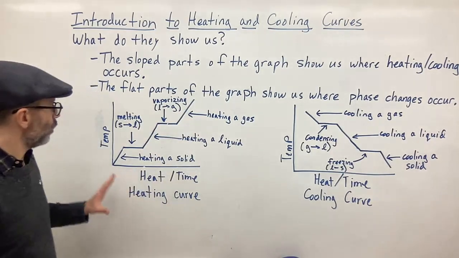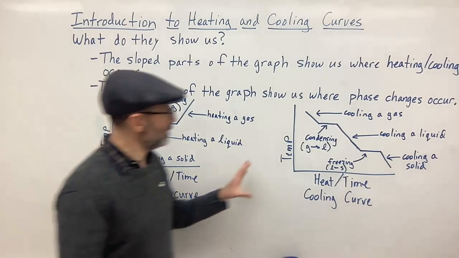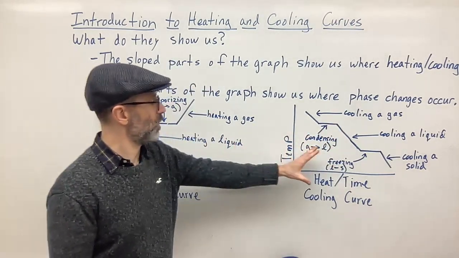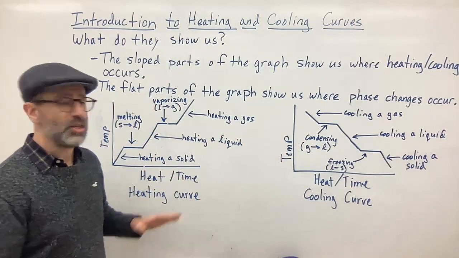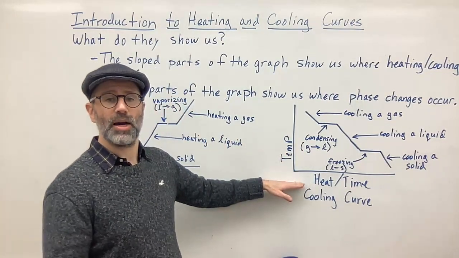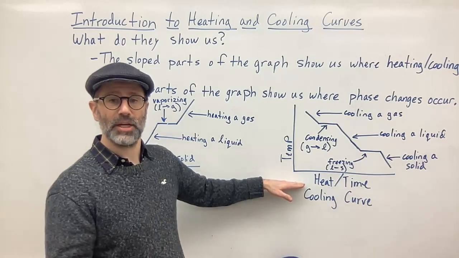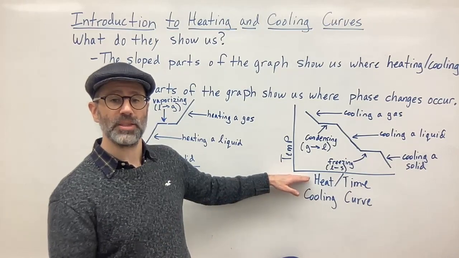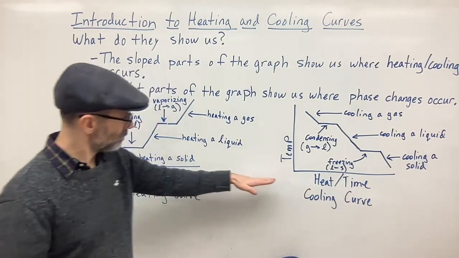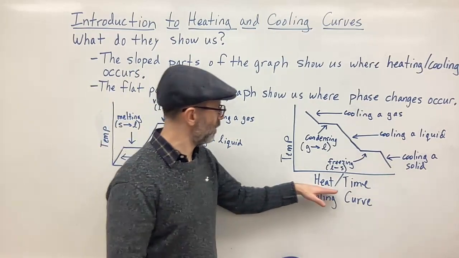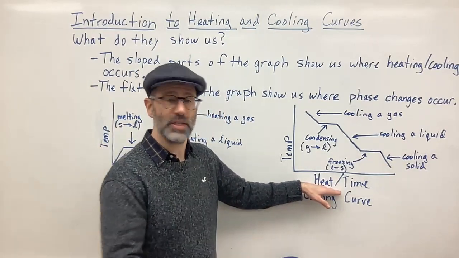So this is your heating curve. This is your cooling curve, and you'll notice that the cooling curve and the heating curve are mirror images of each other. So in the cooling curve, what's happening is you are decreasing the amount of energy in the system. So you are cooling the substance down. So here you could think of this as the heat added over time. You could think of this as heat released over time.